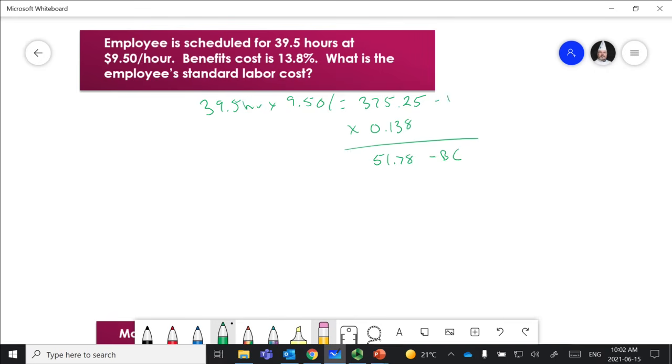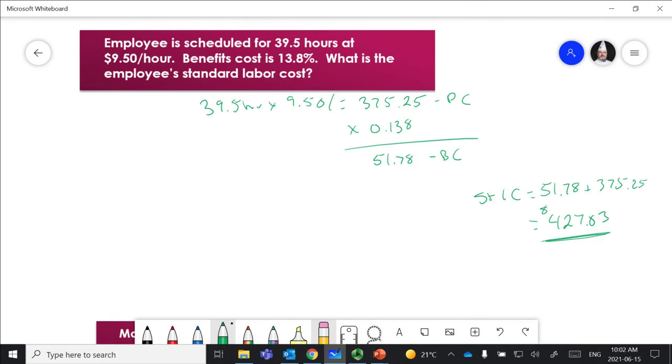So that's our benefits cost. This is our preliminary cost. We add those two together to get our total standard labor cost. Labor cost will be $51.78 plus our $375.25, which will give us a total of $427.03. Which this question is asking for this number.